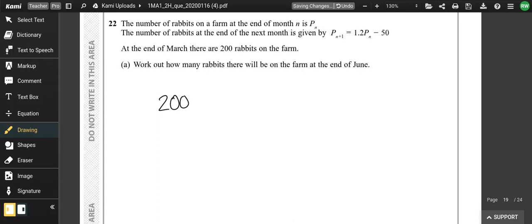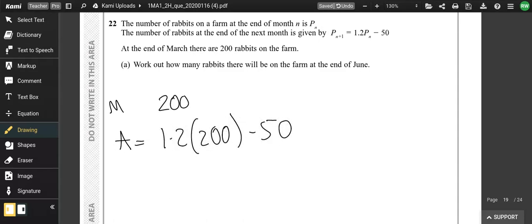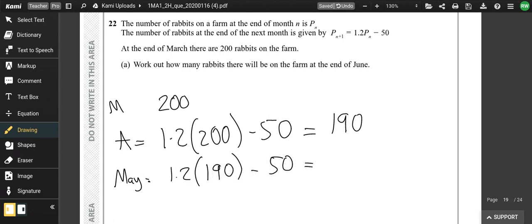So at the end of, let's say that's March, at the end of April, it's going to be 1.2 times 200 minus 50. We can work that out. So 1.2 times 200 minus 50 is 190. So March, April, May is going to be 1.2 times April. So this new value that we've just found out, that gives us 178. And then June, we do 1.2 times 178 that we just worked out, minus 50.